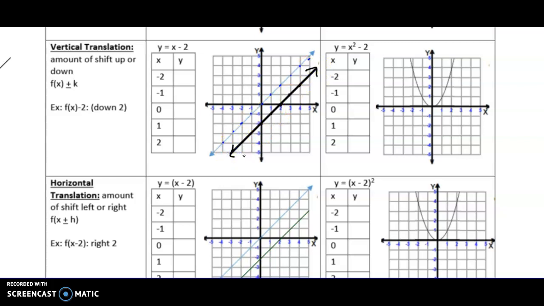Okay, if we did that same thing with the parabola, again, these are those points that you need to know on the parabola: 0, 0, 1, 1, 2, 4. Same thing on the other side. And we wanted to shift this one down 2. It's at the end of the equation. It's not inside the squared. It's at the end. We're going to take every point and move it down 1, 2. Down 1, 2. Down 1, 2.